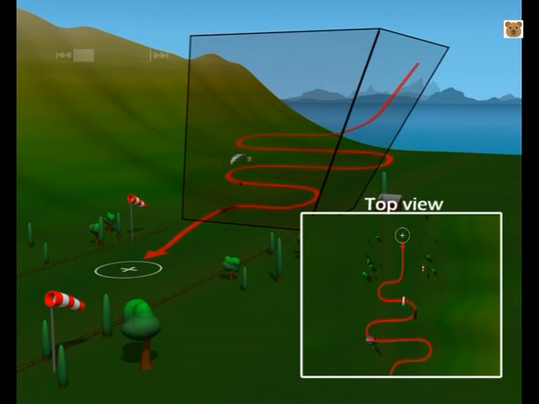When using this technique, turns need to be smooth and steady. Make sure you avoid steep turns near the ground.